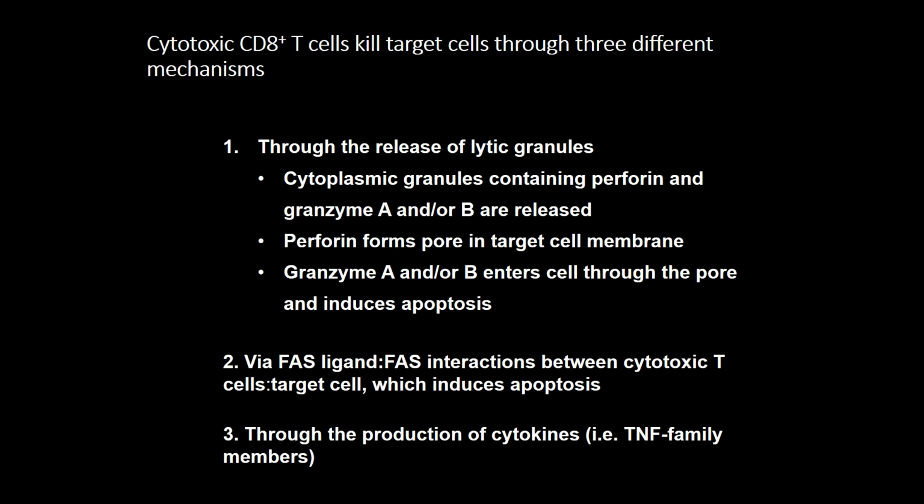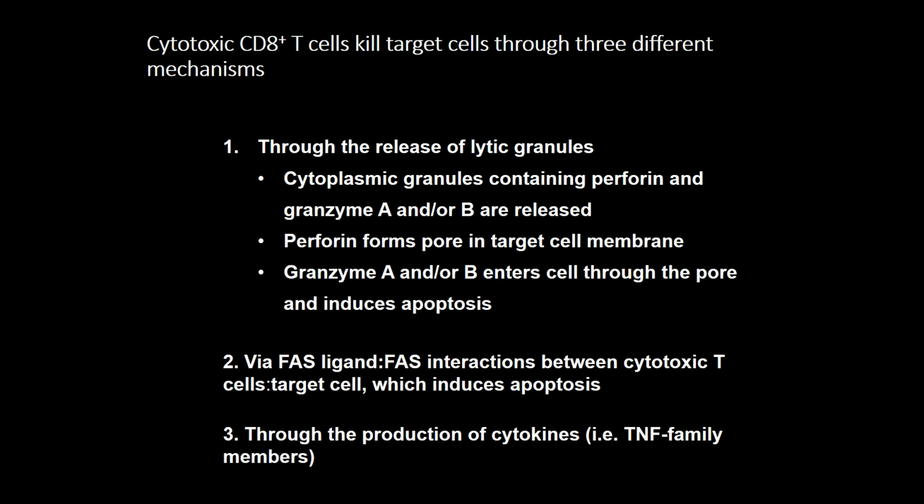The other mechanism by which cytotoxic T cells can kill target cells is through the production of certain cytokines, particularly the tumor necrosis factor, or TNF, family of cytokines. They got their name, tumor necrosis factor, for their ability to kill cells. They interact with receptors on the surface of those target cells and also tell them to go through apoptosis.